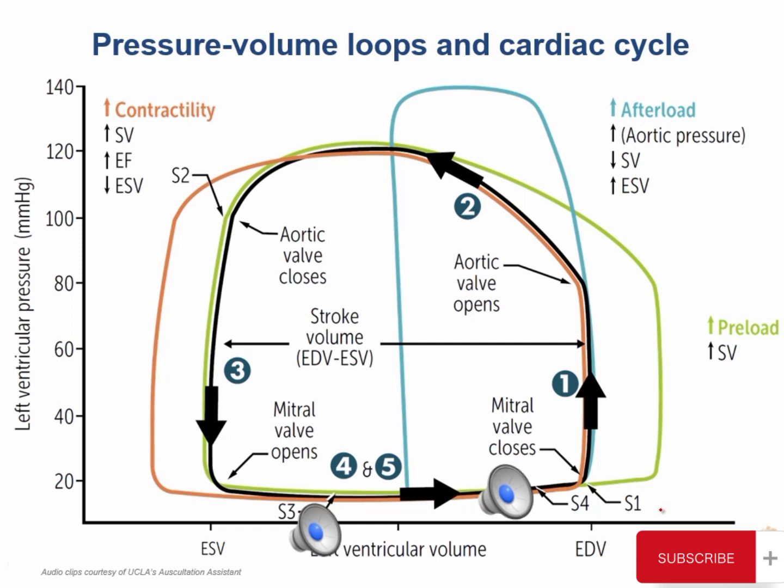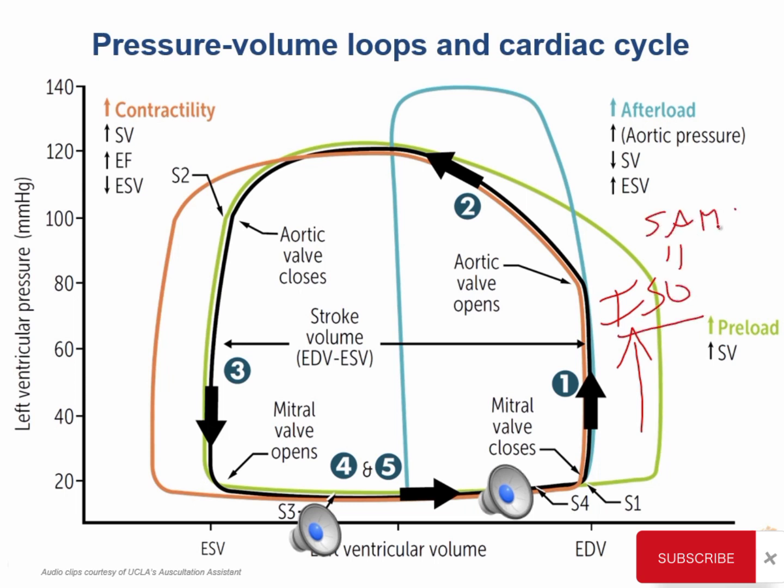Next, we start moving vertically in this direction. This is because there's a change in pressure but no change in volume, because both the aortic and the mitral valves are closed. So this phase 1 here represents left ventricular contraction against a closed mitral and closed aortic valve. We call this isovolumetric contraction because iso means same.